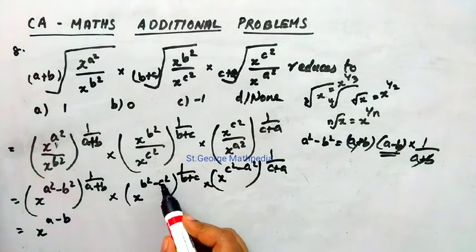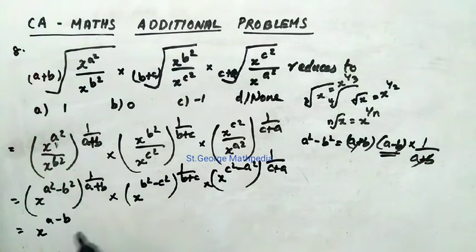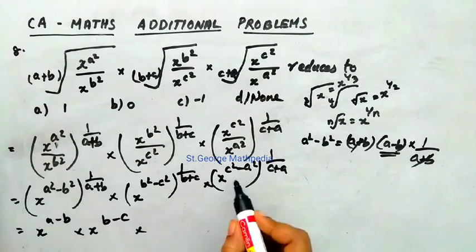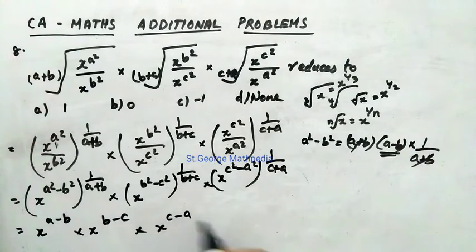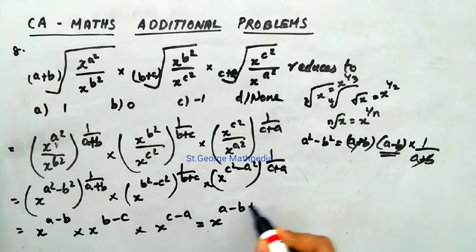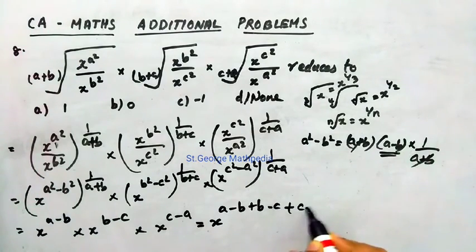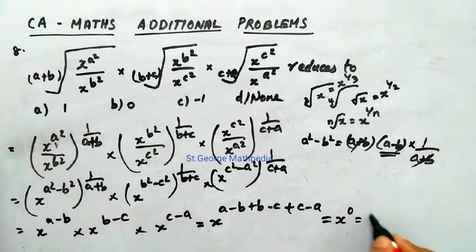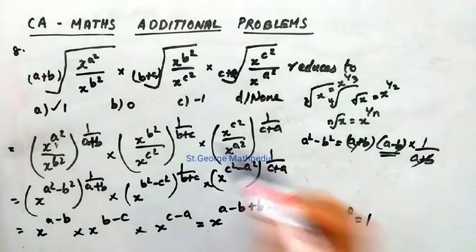Similarly here you will have b plus c into b minus c. Then b plus c gets cancelled, x to the power of b minus c. Here also you will have x to the power of c minus a. So this is equal to same base and the terms are in multiplication, so you can add the powers: a minus b plus b minus c plus c minus a. This is equal to, a minus b plus b minus c plus c minus a gets cancelled. x power 0 equal to 1.